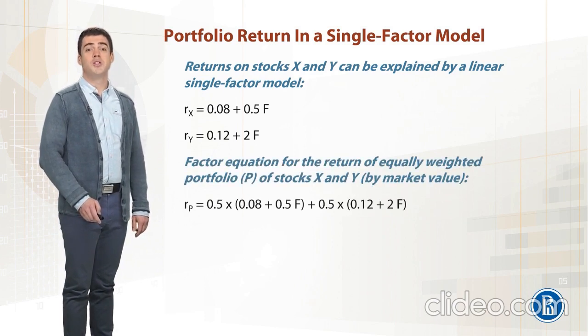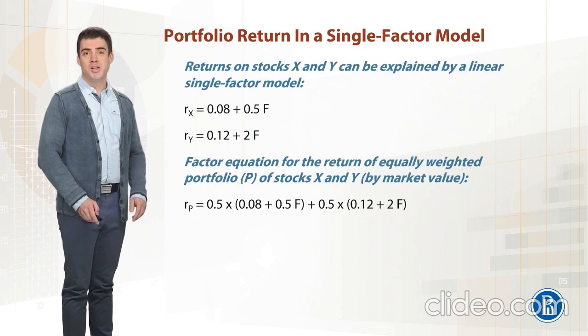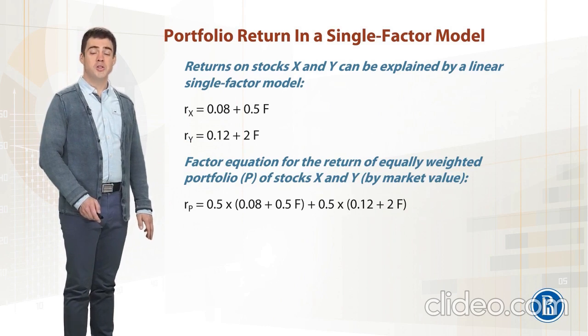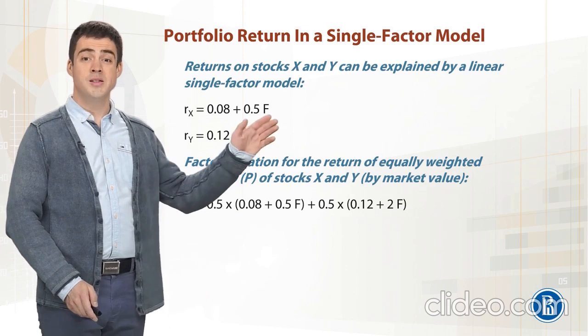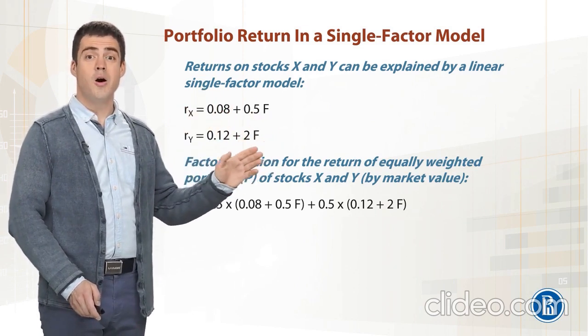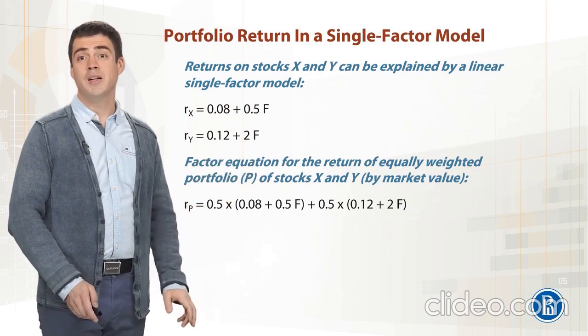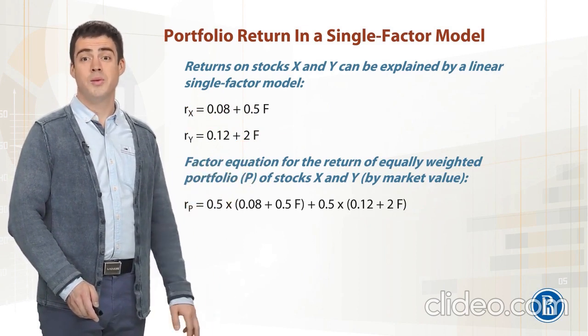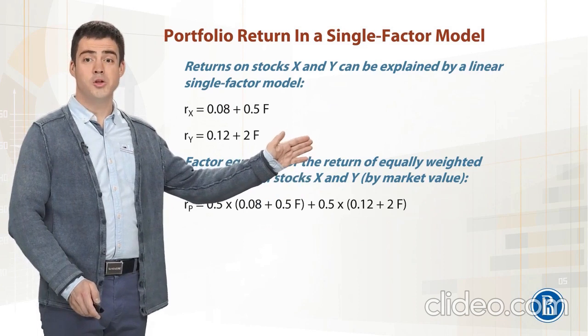Now let's question ourselves. How can we represent the equation for the return of the portfolio which has stocks X and Y equally weighted? In order to do that, we will need to have the weighted average of these right sides of the factor equations put together, just like shown on this picture.